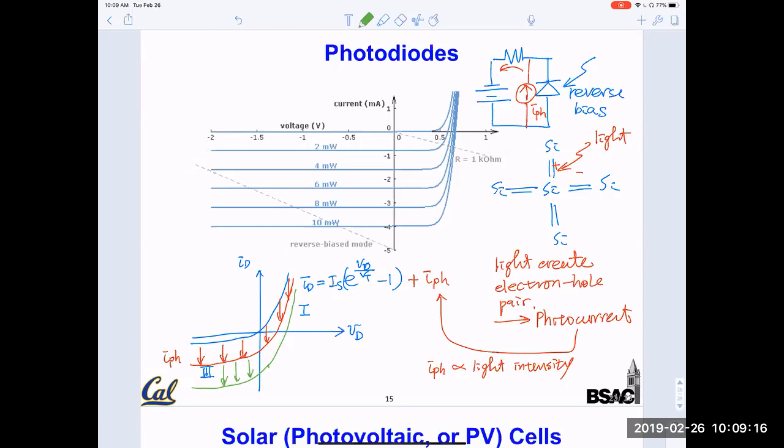So if you put the simple load resistor here, as in this case, now we operate in the third quadrant. So photodiode mainly works in the third quadrant, okay? Third quadrant means it's a negative voltage, it's a reverse bias direction. And if you put a load resistor, you can pick up the voltage change due to this additional current.